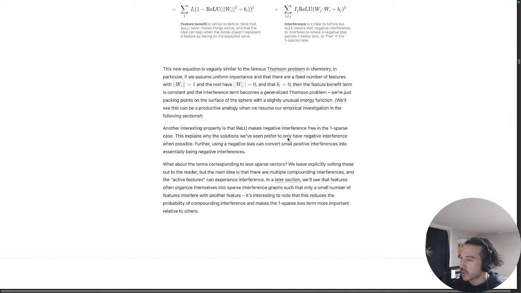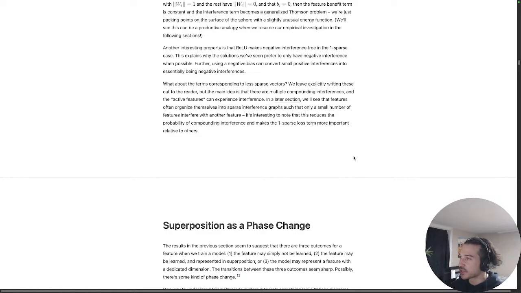Another interesting property is that ReLU makes negative interference free in the one-sparse case. This explains why the solutions we've seen prefer to only have negative interference when possible. Further, using a negative bias can convert small positive interferences into essentially being negative interferences. What about the terms corresponding to less sparse vectors?